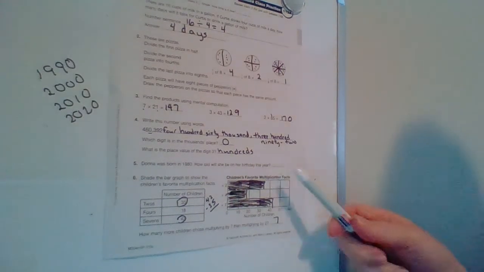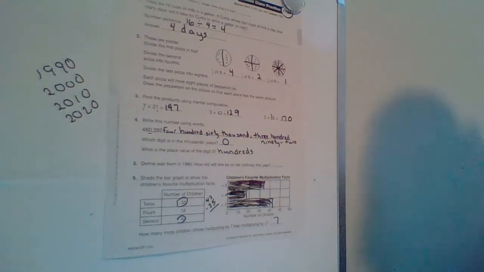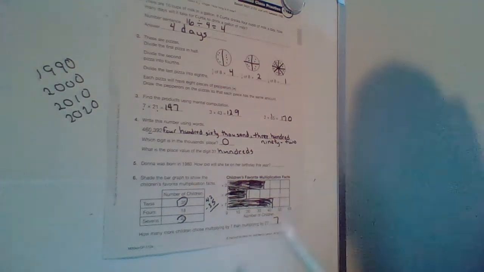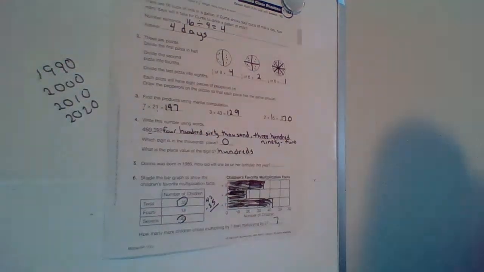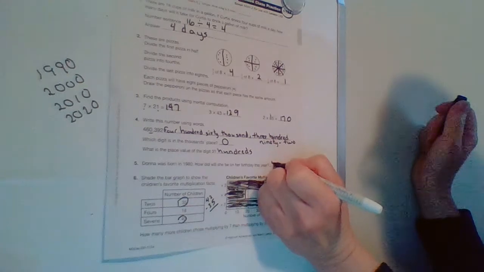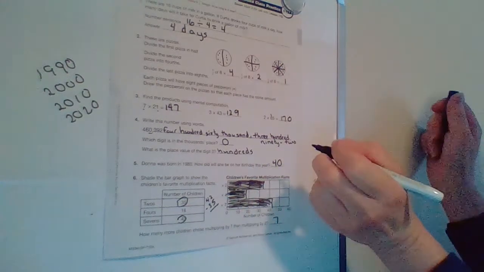Okay, so we're going to go back up here to the birthday question. And I know what I did wrong. I put 1980. I shouldn't have done that because I was supposed to start 10 years later. So here we have the results, and this person will be 40 years old.